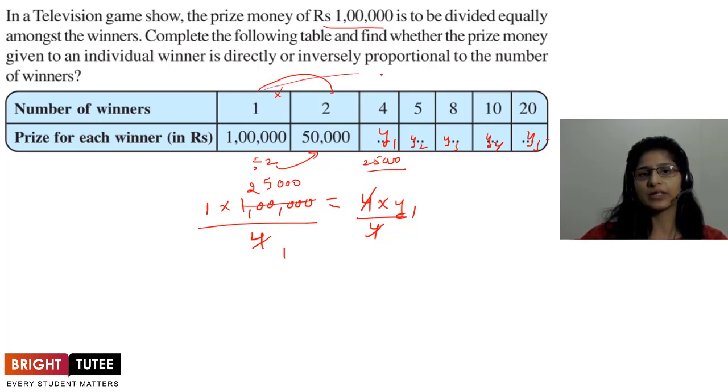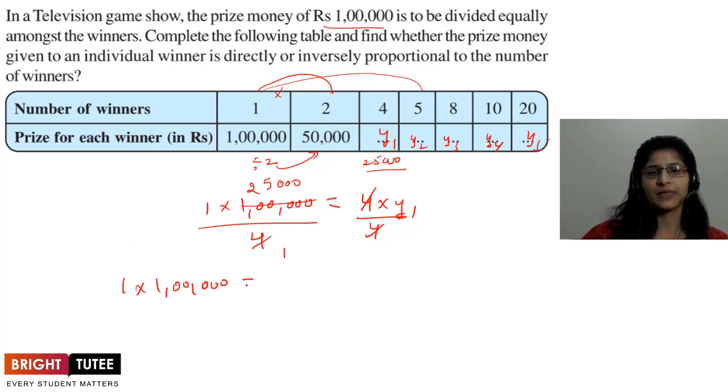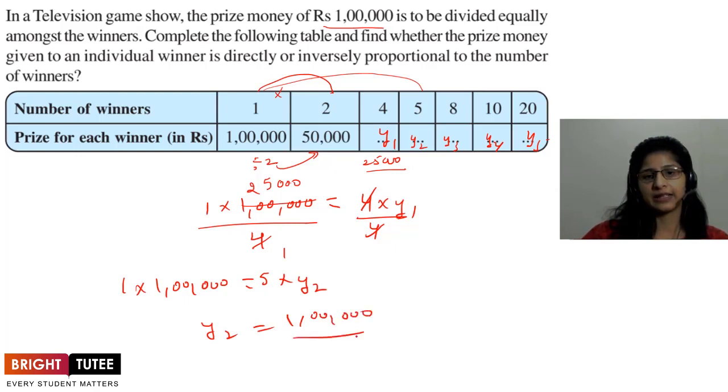Now 1 is multiplied with 5, so this would be divided with 5. We use the same concept, that is 1 into 1 lakh equals 5 into y2. So y2 would be equal to 1 lakh divided by 5. 5 2s are 10, and then the remaining zeros. So we have 20,000.